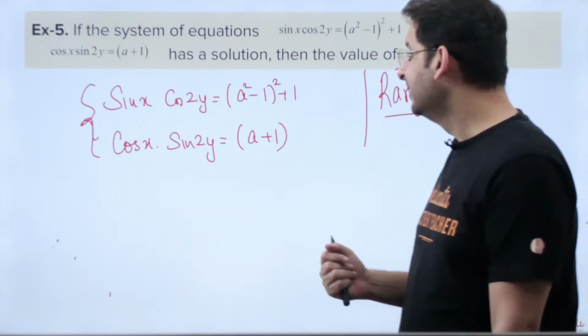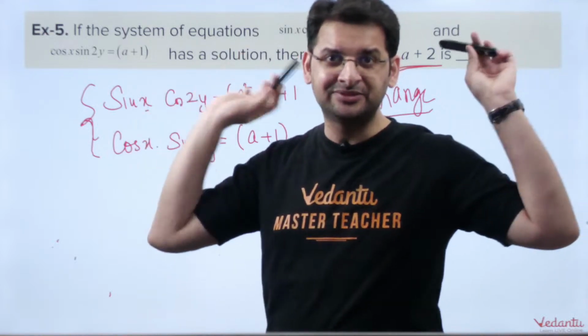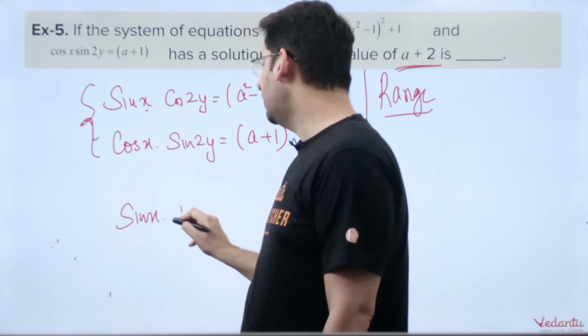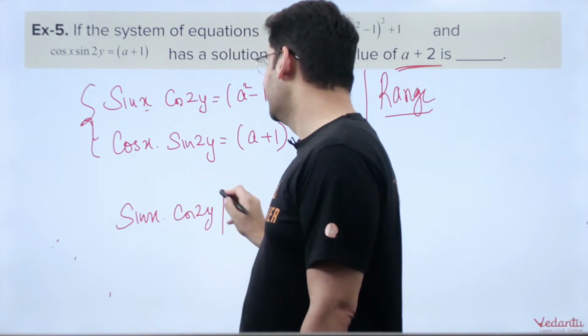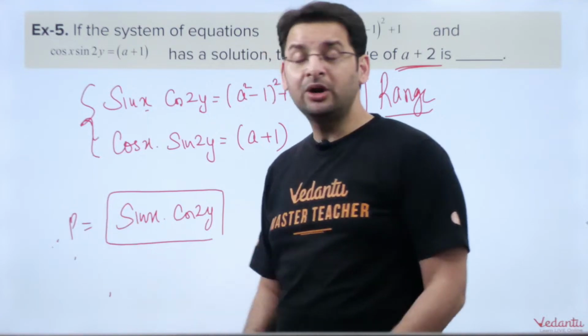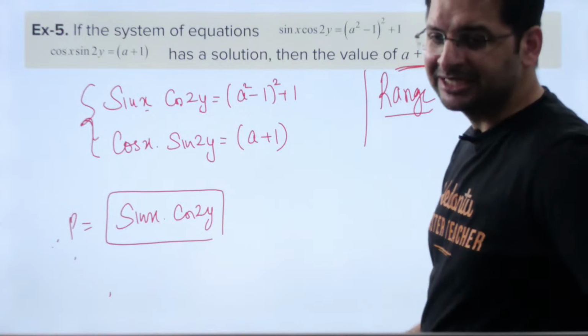For example, if there are two different angles, x and y, which have no correlation given to us, sin x maximum value is 1, cos 2y maximum value is 1. Let's say this expression is p. What can be the maximum value of p?